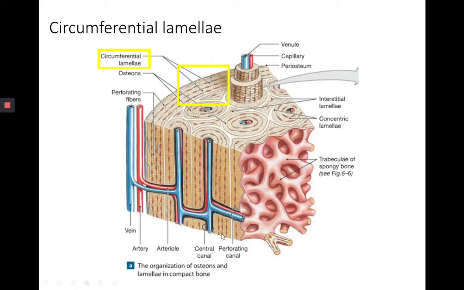So imagine this going all the way around a long bone. These lamellae here would also go all the way around the long bone. So that's what makes them circumferential lamellae, is they go around the circumference of a diaphysis.